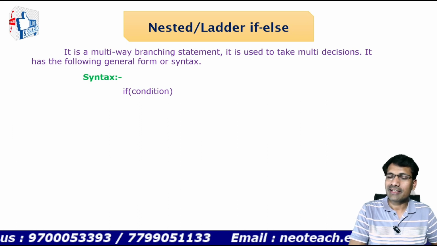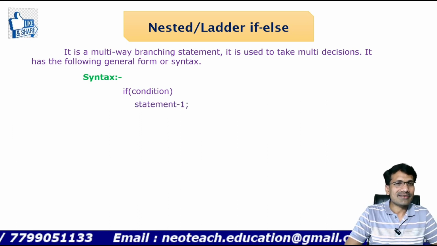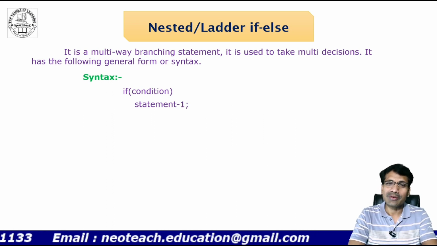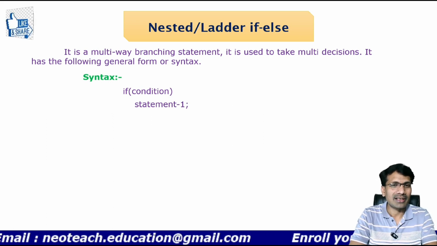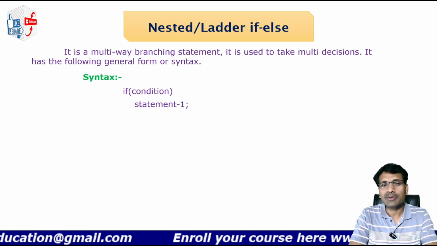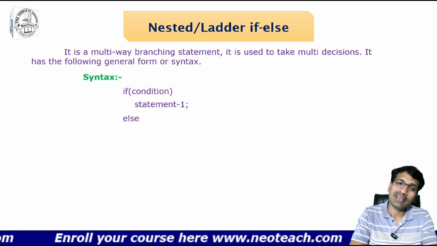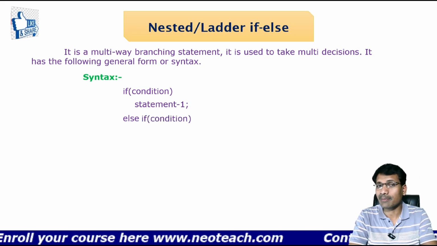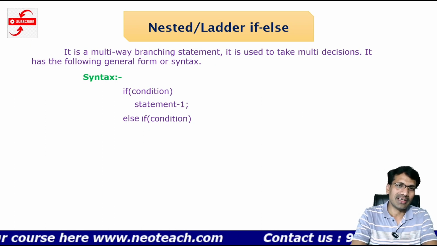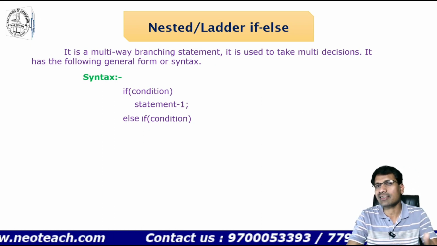If, followed by the condition. If the condition is true, then statement 1 executes and stops the program. It won't consider the rest of the program. If the condition is false, then it will go to the else part. In the else part also, further we have an if condition. So this is called multi-decision. If one condition is not satisfied, we are going to check another condition.